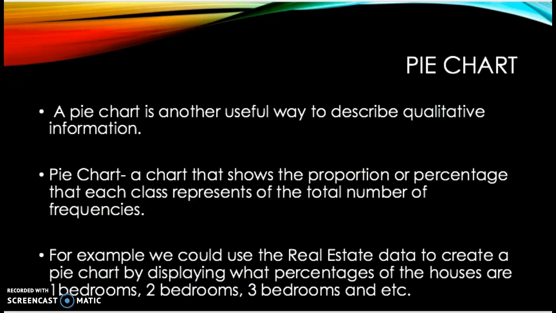Pie chart. A pie chart is the most useful way to describe qualitative information. A pie chart is defined as a chart that shows proportion or percentages that each class represents of the total number of frequencies. For example, we can use the real estate data to create a pie chart by displaying what percentages of houses are one bedroom, what percentages are two bedroom, what percentages are three bedroom, and etc.